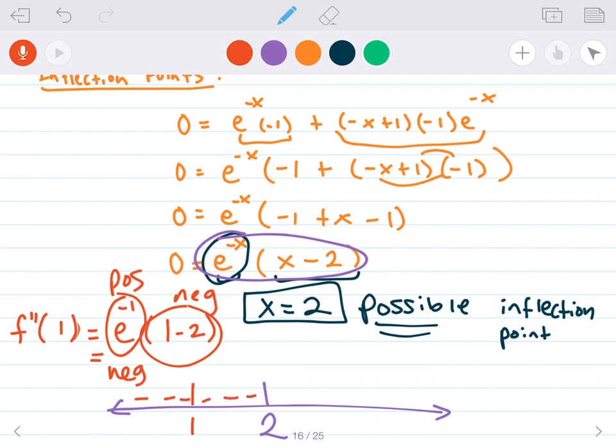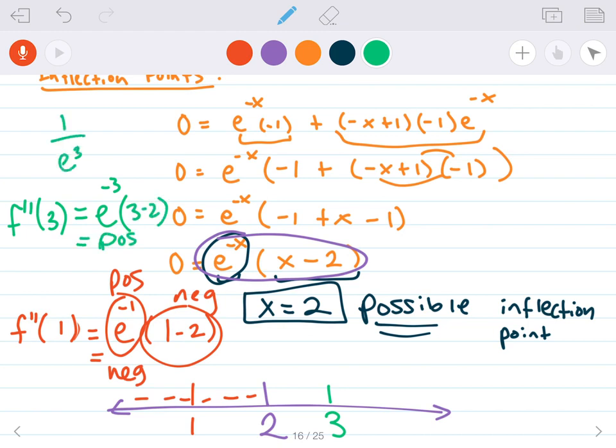So what happens if I plug in, let's say, 3? So something to the right of 2 into the second derivative. So I have e to the negative 3 times 3 minus 2. So this is going to be positive because e to the minus 3 is just 1 over e to the 3, which is positive. That's fine. And so, yeah, this is definitely changing signs at the point x equals 2.